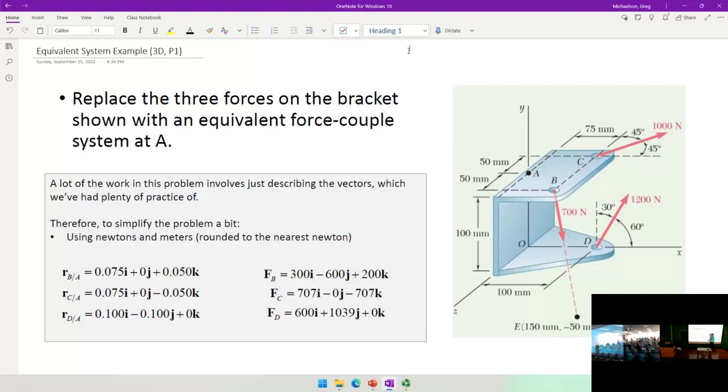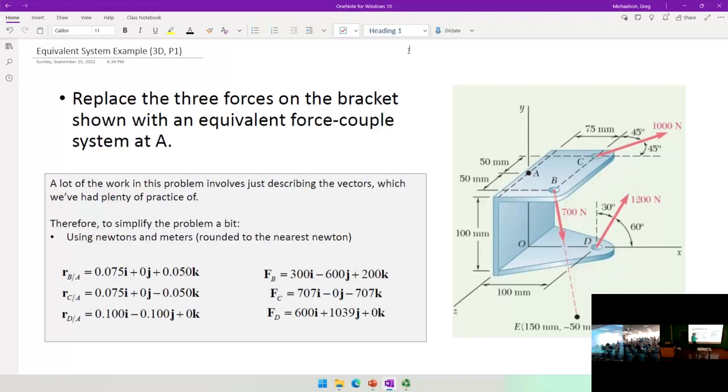And I want to determine the moment, or the equivalent system, I should say, at point A. In other words, I want to take all these forces and replace them with a single force vector and a single moment vector. Now, what makes this problem intimidating is probably this part right here, which is actually determining the force vectors and determining the position vectors.